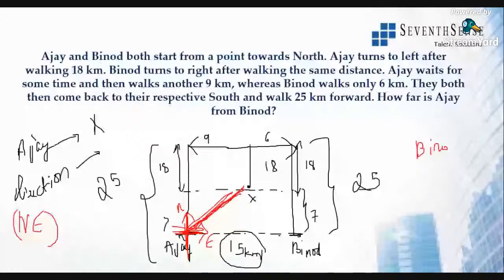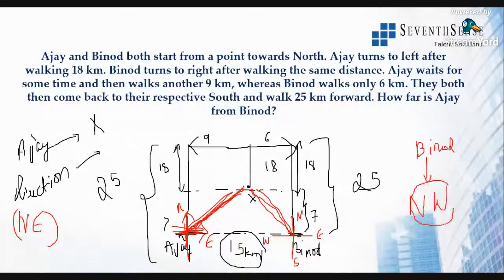Binod goes towards this direction. So if it is like this, north, south, east, and west. Between north and west, right? It is between north and west. So that will be northwest. All right, it will be northwest.